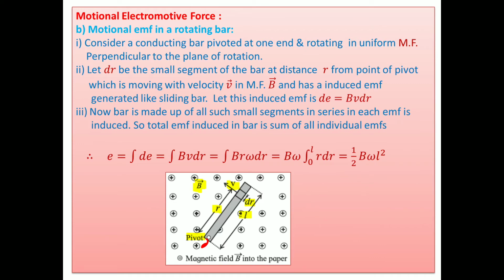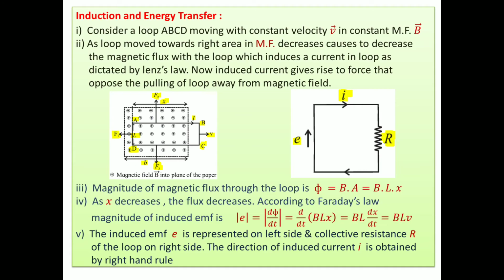Simple equation is there. This induced EMF in the rotating bar depends upon the magnetic field and how fast it is moving or rotating, as well as length. Means larger the angular velocity, or larger the length, and larger the magnetic field, more the EMF is induced, no doubt. Thereafter we are going forward to another topic, the third, induction and energy transfer.